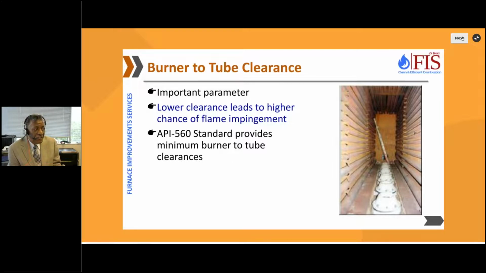So the API 560 standard has been providing minimum burner to tube clearances, and those are followed. But in my opinion, they are not enough. You need to be going higher than what API 560 provides.